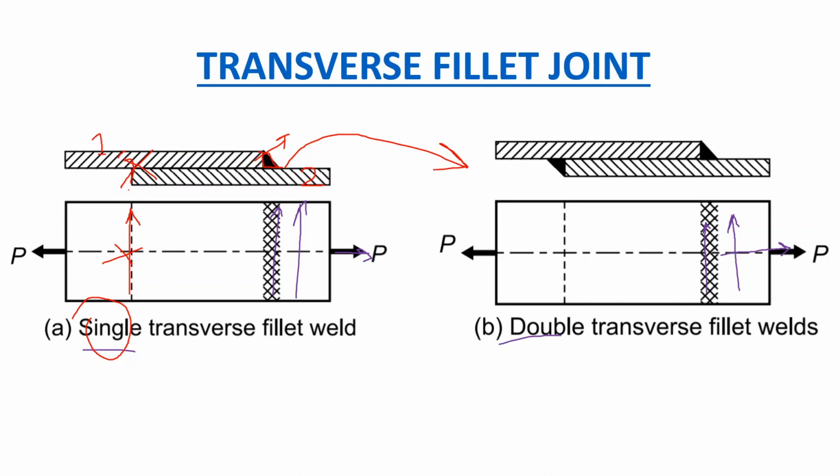What is a double transverse fillet weld? Double transverse fillet weld is a transverse fillet weld where the welding is done on both the edges. This is your first edge where the welding is done, and this is your second edge where your welding is done.